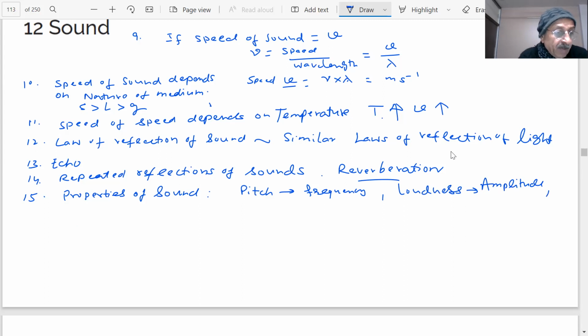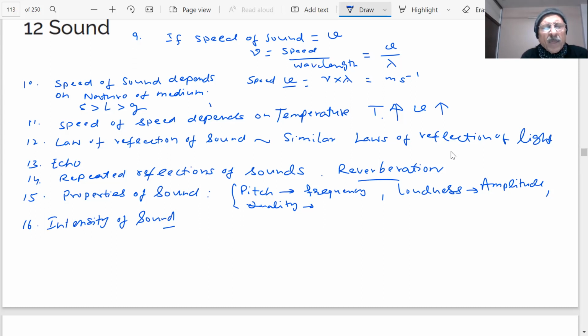Then we discussed quality. Quality is determined by these wave properties we discussed. Quality of the sound. We also discussed the intensity of the sound, student. How do you define intensity? The amount of sound energy passing each second through a unit area.